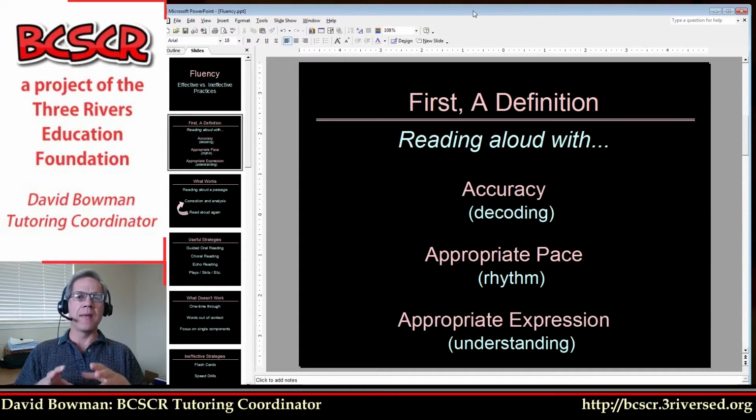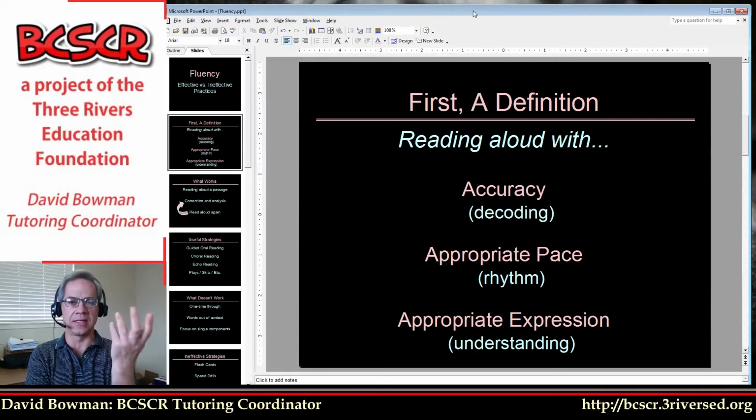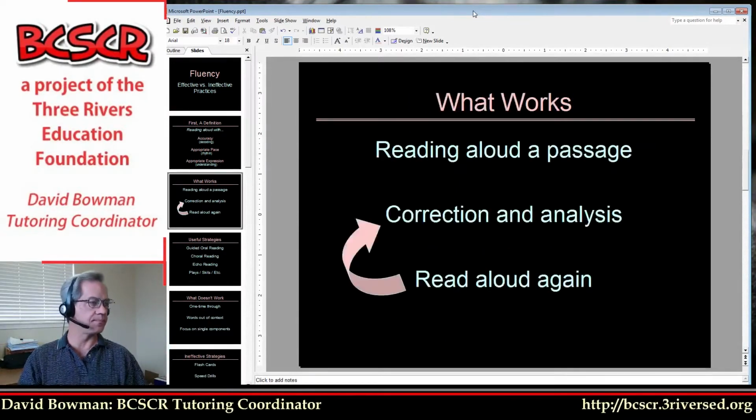But first, let me give you a quick definition of what we mean by fluency. Fluency is reading aloud, obviously, with accuracy, which means correct decoding skills, with appropriate pace, which gives a sense of the natural rhythm of the language, and appropriate expression, meaning appropriate for that particular context or that passage that the kids are reading. That gives us an idea about their understanding of the reading.